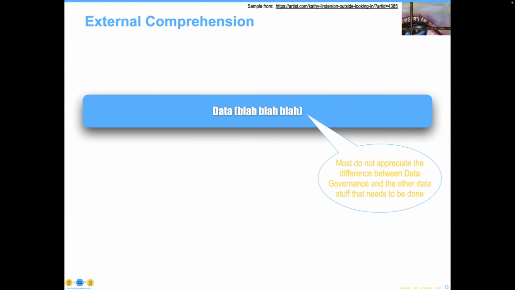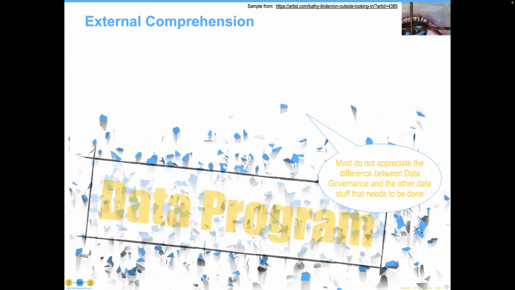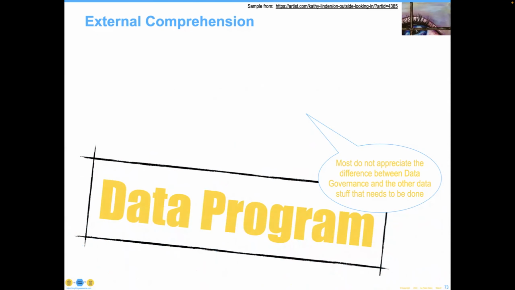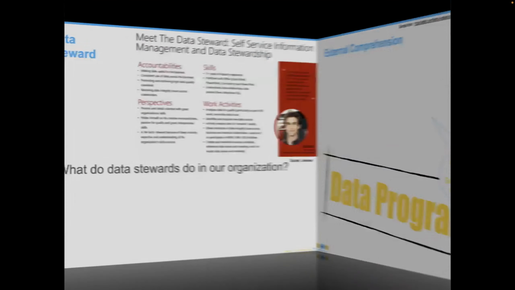And that's important. So I would suggest a starting place is to say, we have a data program, and that's what we're going to talk about. And once you've got the idea that we have a data program, we can talk about who makes it up. By the way, data stewards are a part of the data program, and that will give everybody an idea of where they fit in.